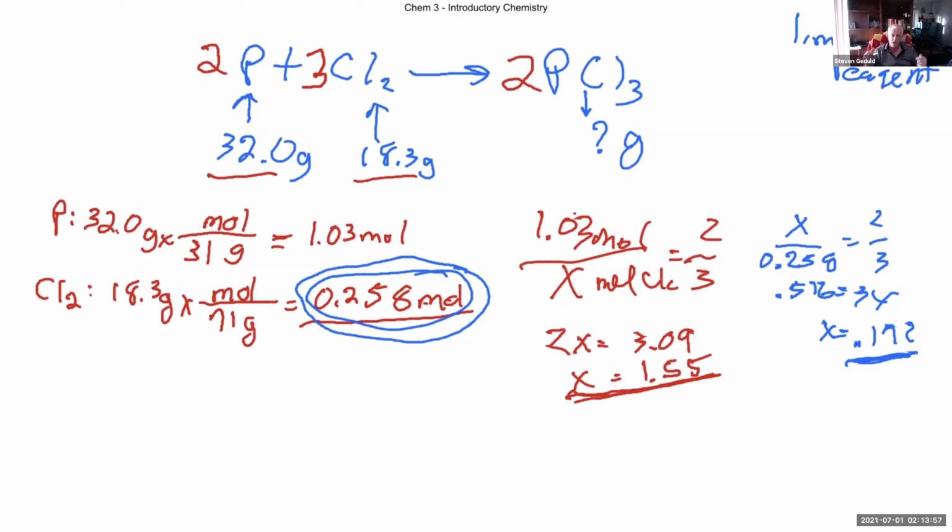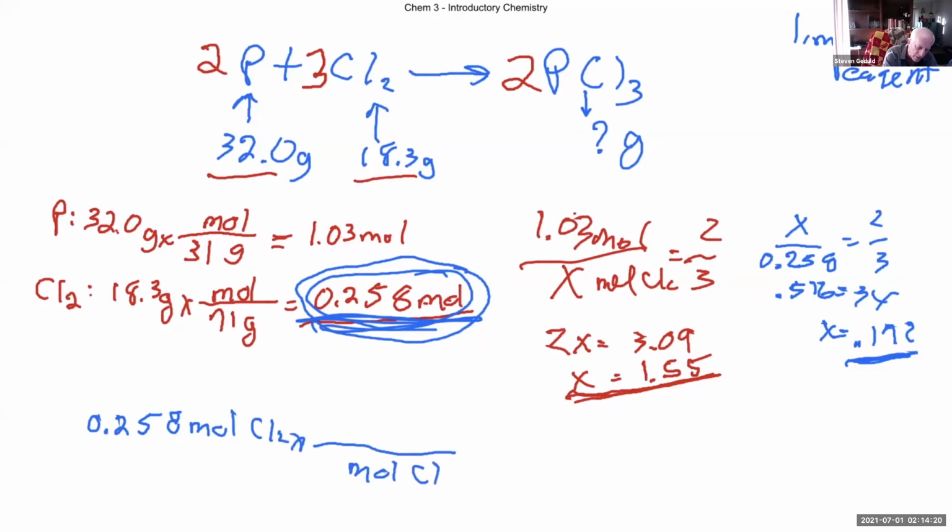Okay. So now we start with our limiting reagent because once we're out of that, the reaction stops. So this is what we're going to use right here. So we already went into moles. So I've got 0.258 moles of chlorine gas. I want to go from moles of chlorine gas, and I'm looking for moles of phosphorus trichloride. What's the ratio?